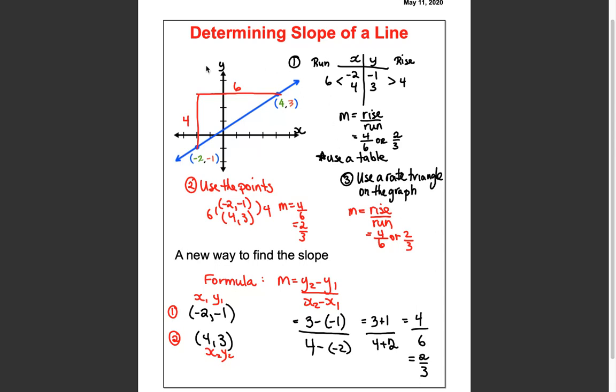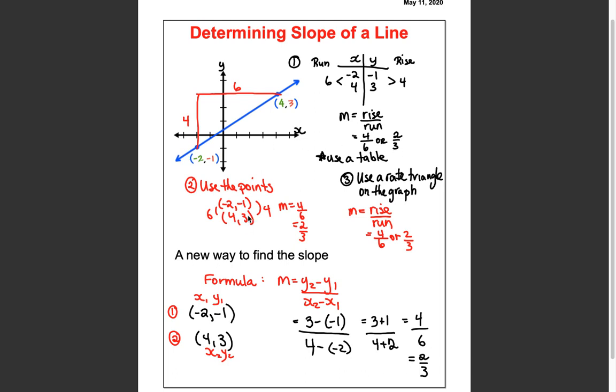But if I didn't want to draw this picture anymore, what I could do is I could just look at the points now. So I could say, okay, well, if I was to put these points in a table of values, I would have -2, -1 as one of my points in the table of values. 4, 3 would be the other point in my table of values. And now I can say, okay, well, that means the rise is 4, the run is 6. So rise over run is 4 over 6, or 2 over 3.